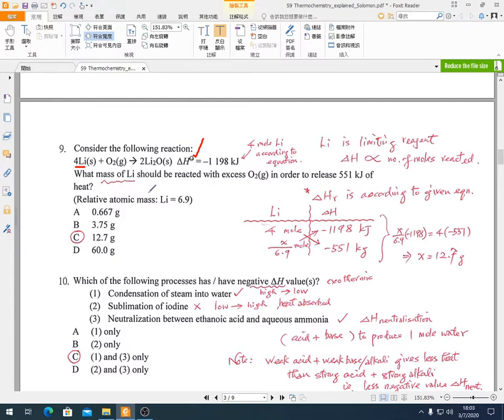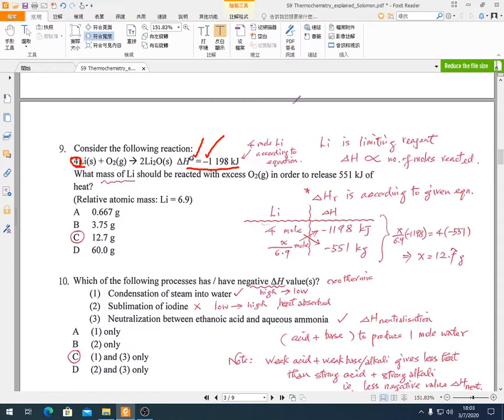Alright, so what does it mean? This means that if 4 moles of lithium react with 1 mole of oxygen to give 2 moles of lithium oxide, then the heat evolved will be 1198 kilojoule.